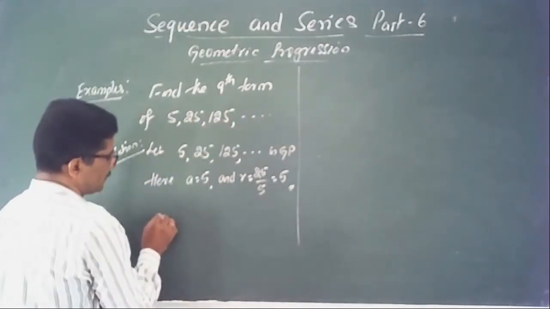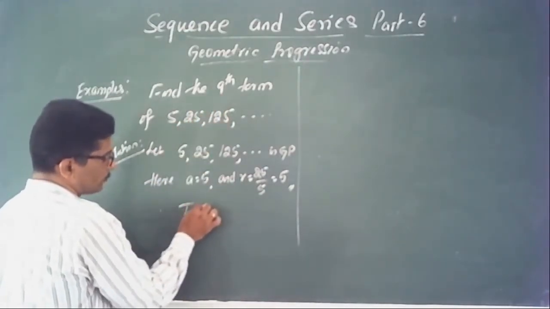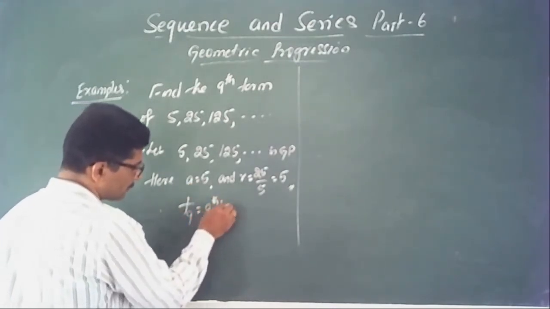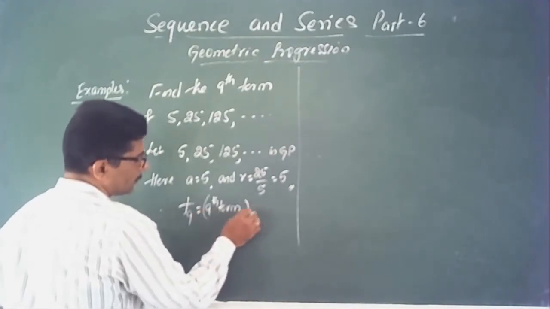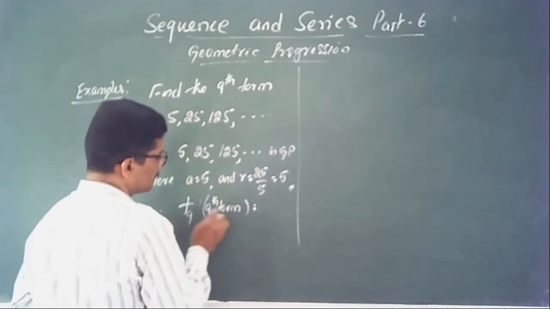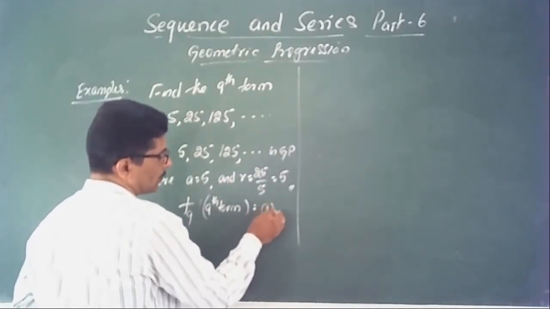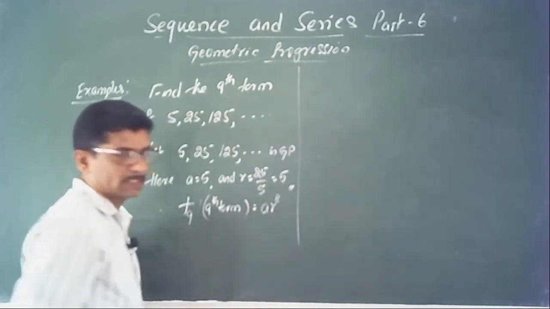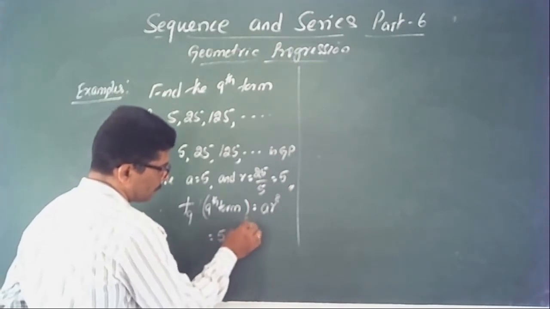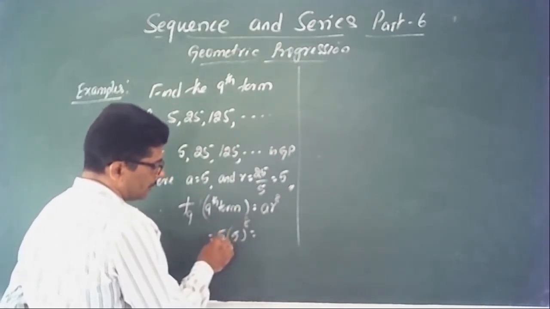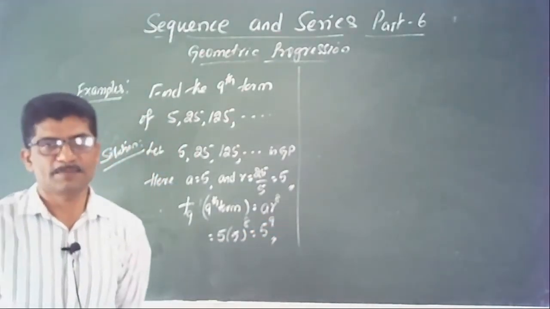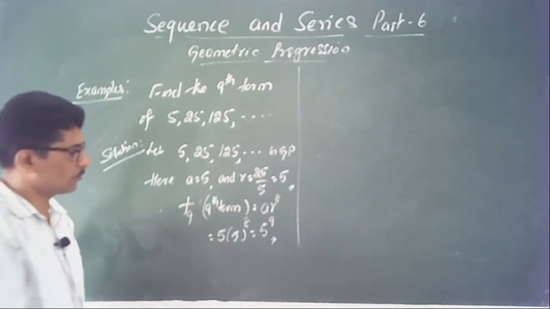What is asked here? The ninth term. Here T9 is the ninth term, and you should know this formula. T9 equals a into r to the power 9 minus 1, that is r raised to 8. With a equal to 5 and r equal to 5, it is 5 to the power 8 into 5 to the power 1. By the law of indices, 8 plus 1 means 5 raised to 9. Simplification is not necessary.